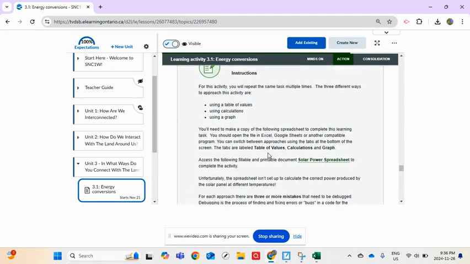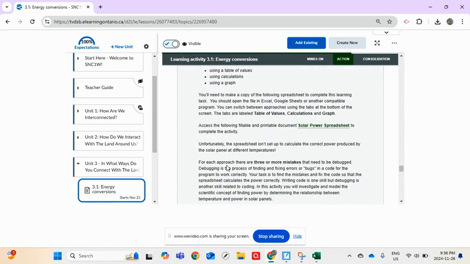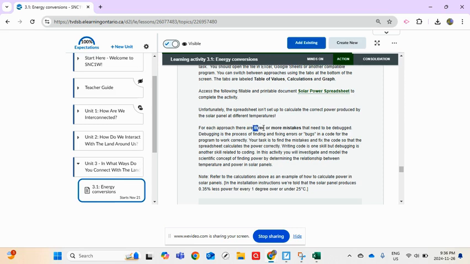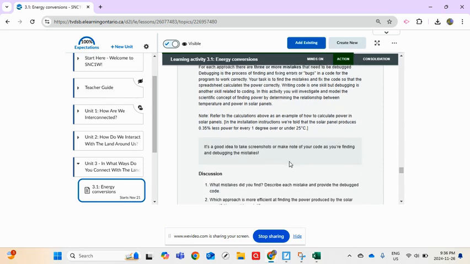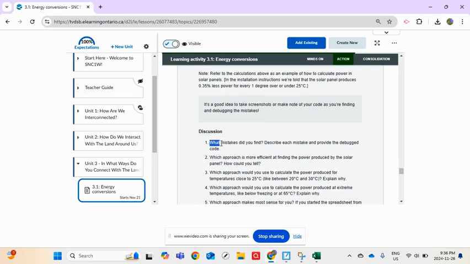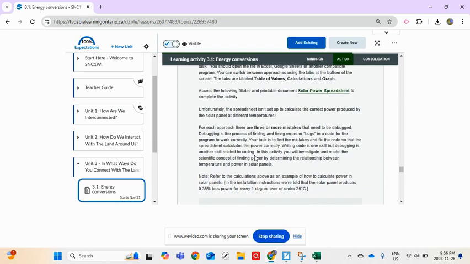Over here, and as you go through this, they're telling you that there are 3 or more mistakes for each of those tabs. Look at this discussion. What mistakes did you find? Describe each mistake. Provide the debugged code, which means find the answer. Tell me how you did it. So that's the first tab.